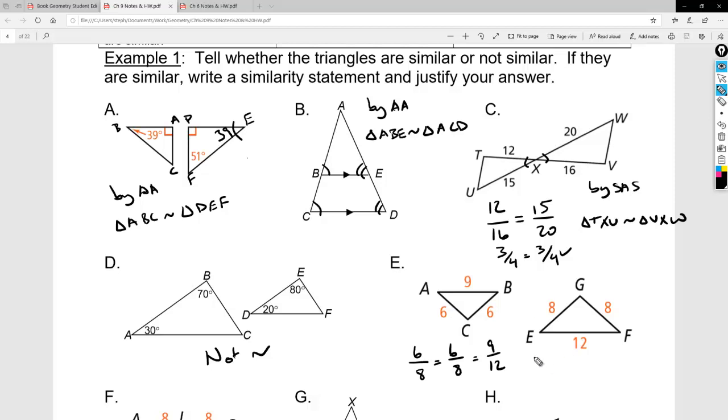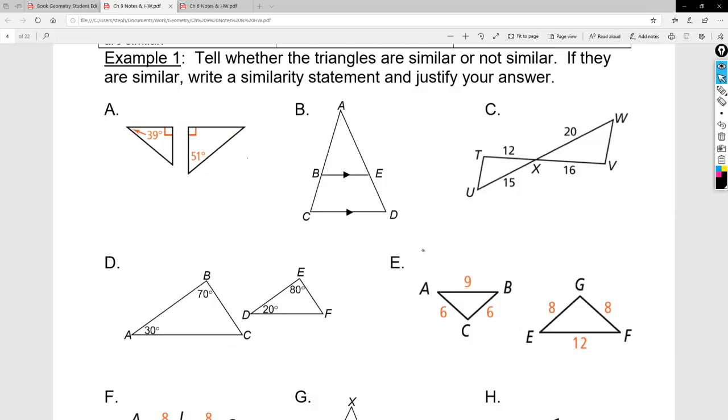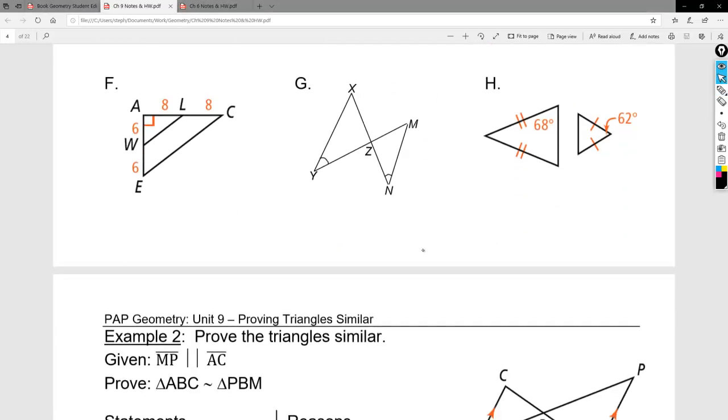And so by side similarity, I can say that triangle ABC is similar to triangle FEG. You could also do EFG, it doesn't really matter here because they're isosceles. Okay, last three before we move on to some proofs.